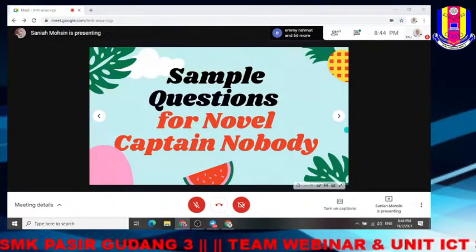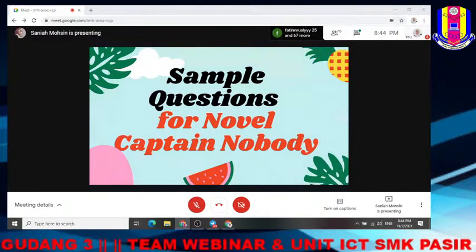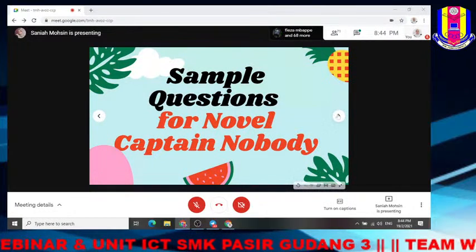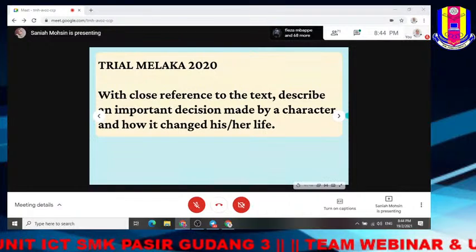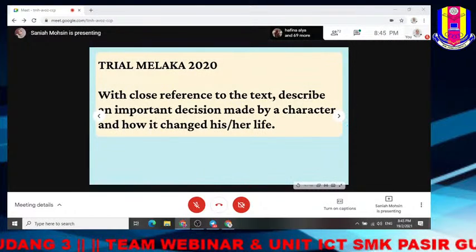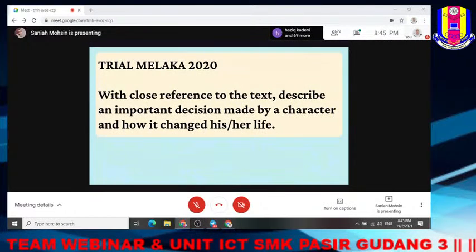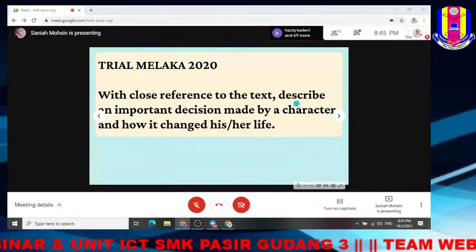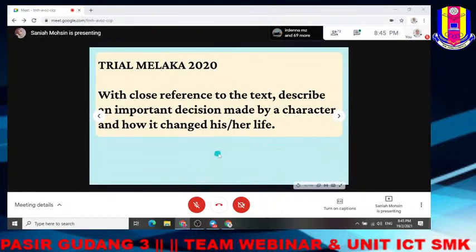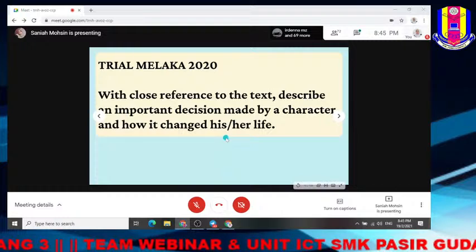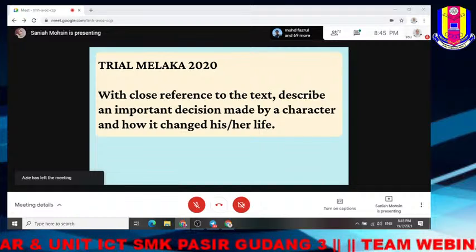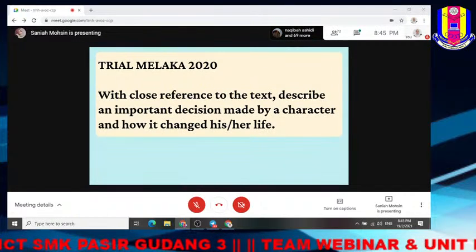Okay, next we are going to the sample question. Okay, kita akan tengok soalan. Kita cuba bedah dia, apa keywords and what is example of points that you can use. Okay, first of all, some of you might already do this, okay, but then we are going to read again and then kita akan tengok keywords. Okay, so with close reference to the text, describe an important decision made by a character and how it changed his or her life. So, what happens during exam, kamu dapat je soalan, what to do is you must identify the keyword. Apa yang soalan nak?